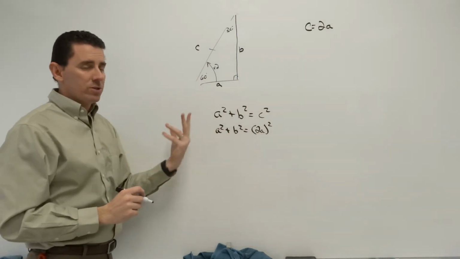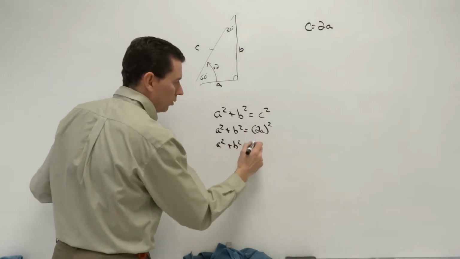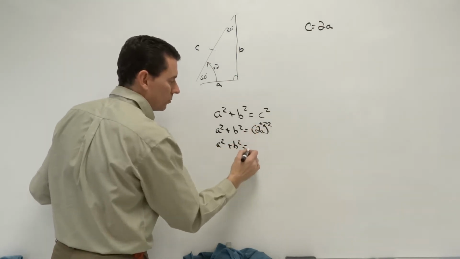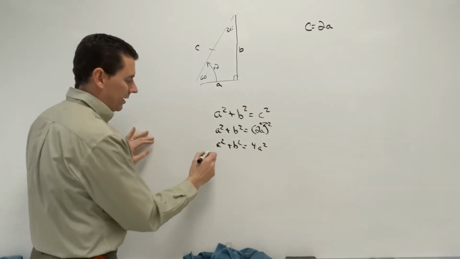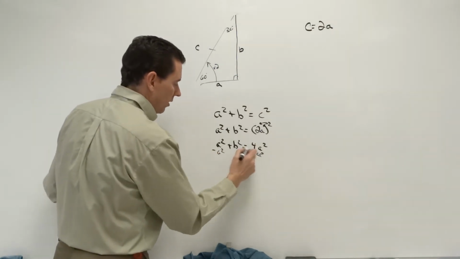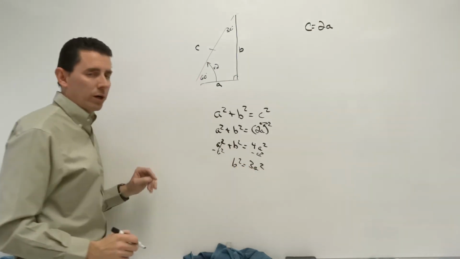Now, let's square this and then solve this thing for B. A squared plus B squared equals, well, when I square this, I got to square both terms in here. So that's going to give me 4A squared. Subtract an A squared from both sides. 4A squared minus 1A squared leaves me with 3A squared.